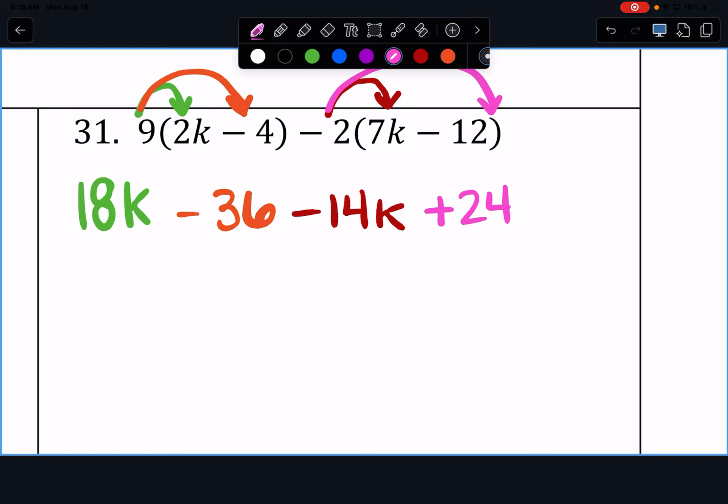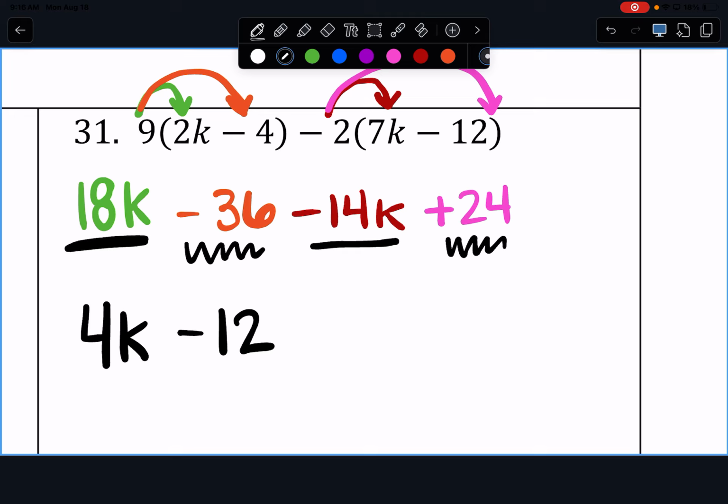And then from here, we just combine like terms. Does 18k have any like terms? What is 18k minus 14k? Does negative 36 have any like terms? So negative 36 plus 24 is? Negative 12. And that right there is what we get.